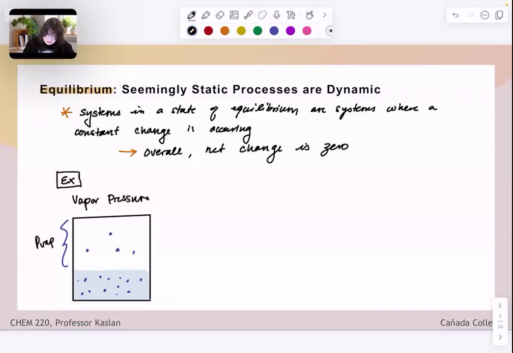So, when looking at a system that is establishing a vapor pressure, we have discussed how there must be some kind of constant exchange, which I've drawn with these double arrows here, between particles that exist in the liquid phase and in the gas phase. So constant exchange between liquid and gas phases.